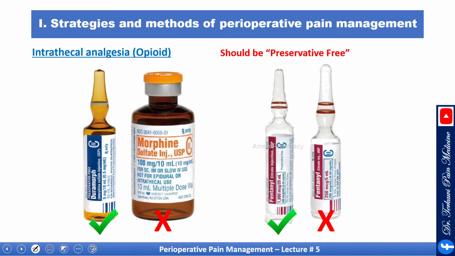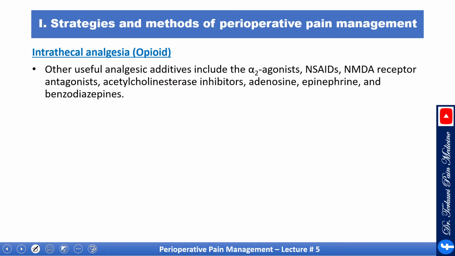It's important to check and make sure that you are giving a preservative-free drug intrathecally and in the epidural space. Read carefully on the ampules. Sometimes they look similar, so this is why you pay close attention and make sure it's clearly written either PF or preservative-free. Other useful analgesic additions include the alpha-2 agonists, NSAIDs, NMDA receptor antagonists, and others.